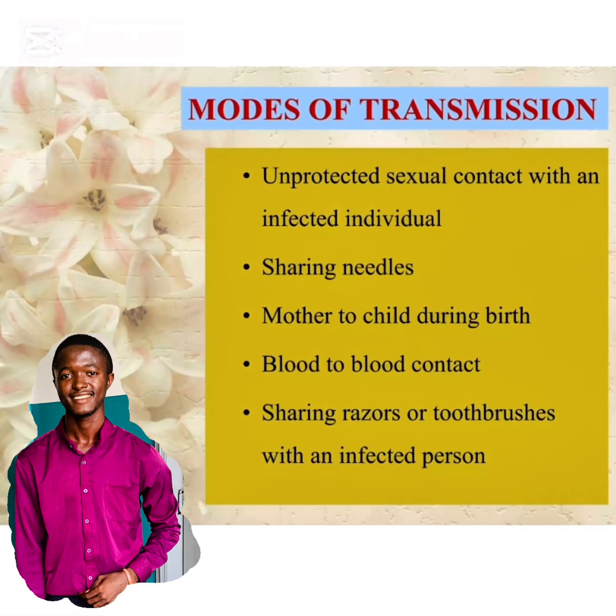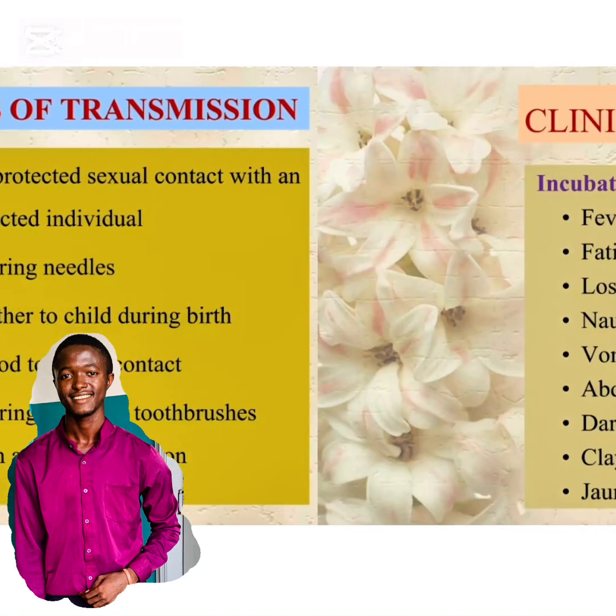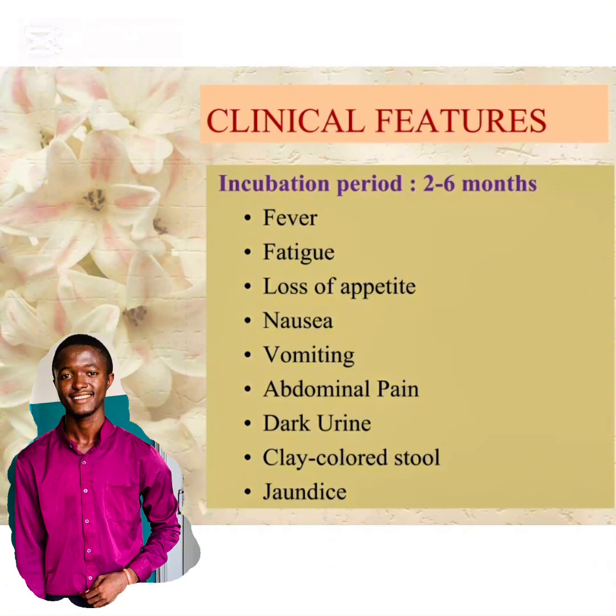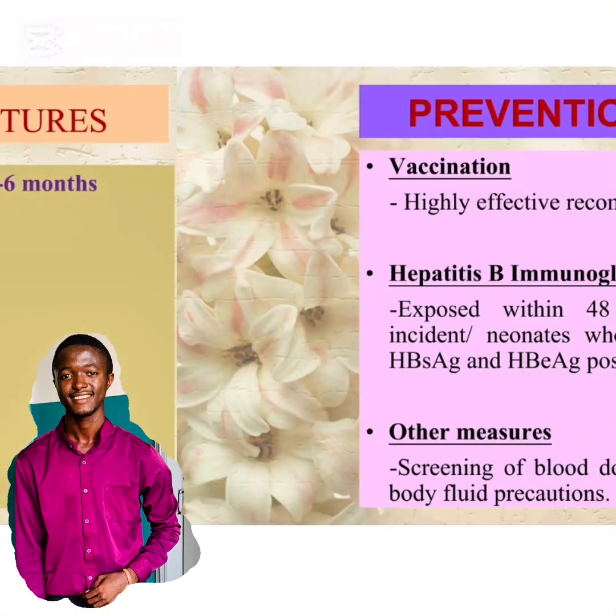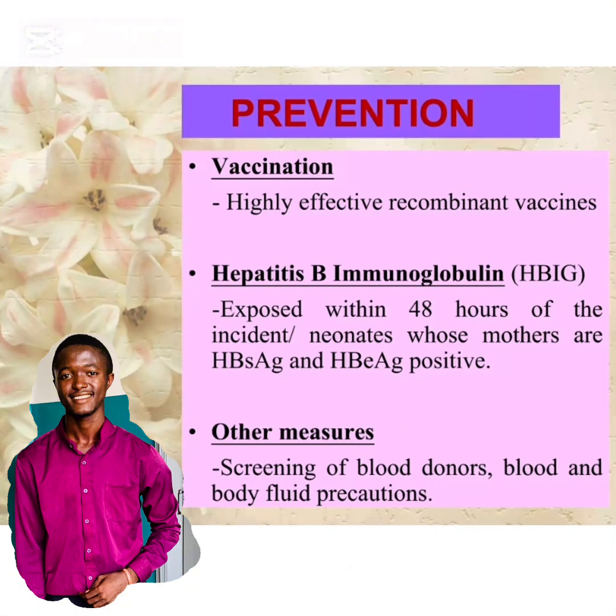Of course, for hepatitis B, the mode of transmission is through unprotected sex with a person in contact with the virus. It also can occur through sharing needles, and mother to child, that is teratogenic, and many other forms as we have seen in the earlier slides. For the clinical period, we have the incubation period, which lasts from 2 to 6 months, which shows symptoms of fever, fatigue, loss of appetite, just like hepatitis A.